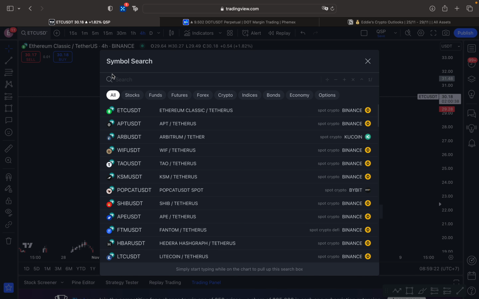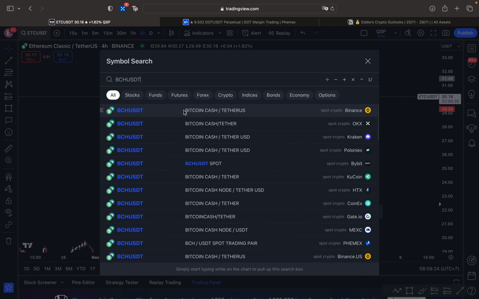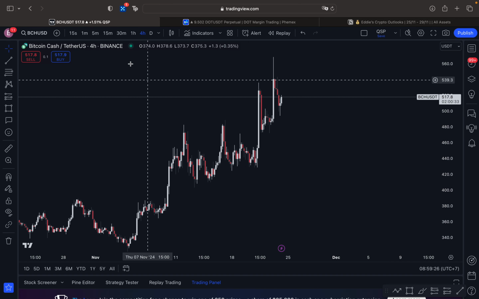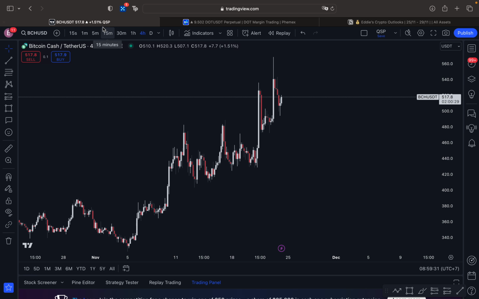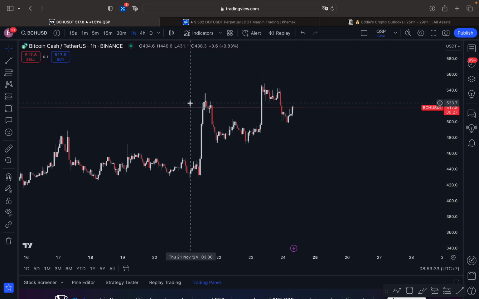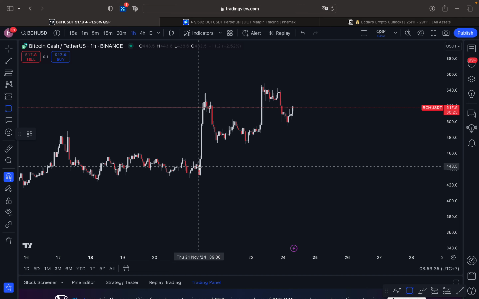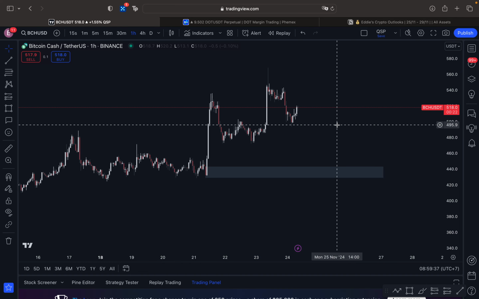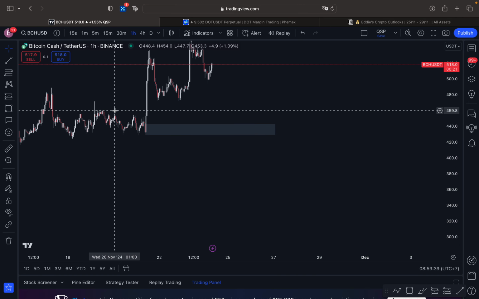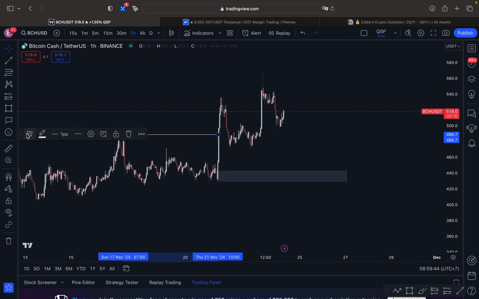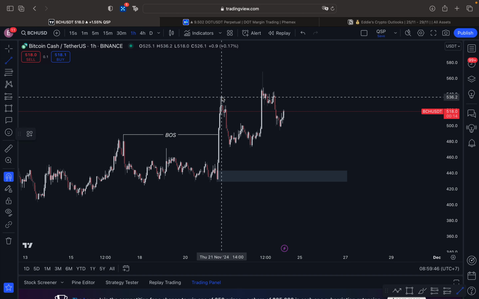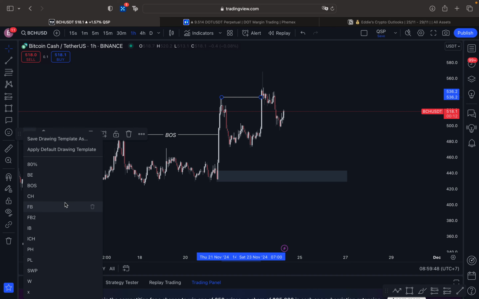Bitcoin Cash. Ooh, this looks very textbook. I like that. I'm gonna set an alert there. Just gonna mark this out real quick. Breaker structure. FBOSS.